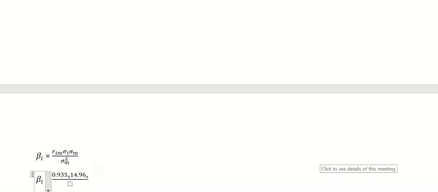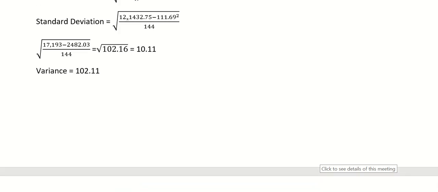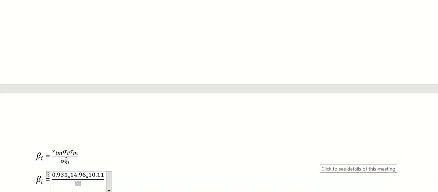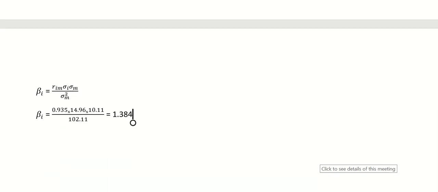So here I will just copy paste 10.11. Right? And I need the variance of market return. So variance is 102.11. This is what I got. And once I solve it, the value of beta I have obtained is 1.384. So here you can see that the value of beta is greater than 1.